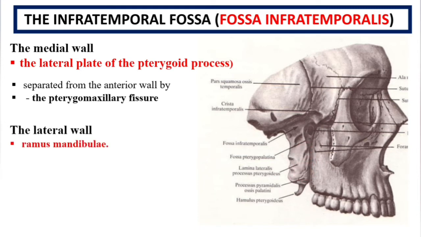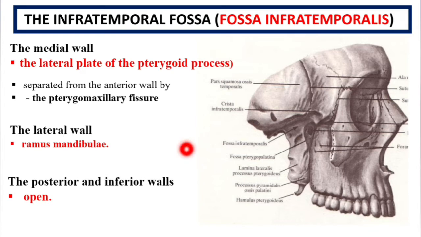The lateral wall is formed by the ramus of the mandible, so we will need the mandible here to form the lateral wall. Then the posterior and inferior walls are open. They don't have any borders. Deep inside, there is the next fossa, the pterygopalatine fossa.